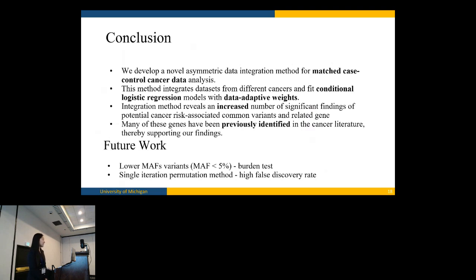For the future work, as we only use the common variants, we also want to use the rare variants that have a minor allele frequency less than 5%. We have tried the burden test, but it does not work very well, so we might try other methods. And we acknowledge that the single iteration permutation method has a higher false discovery rate than we expected. So we are thinking about using other methods, but we still have to adapt for our computational time.